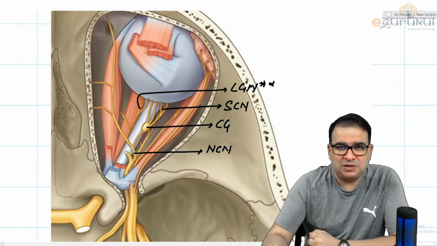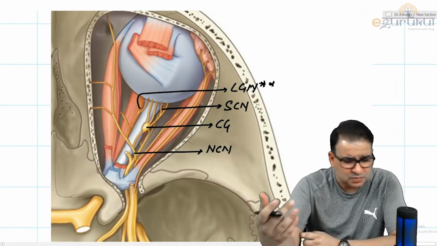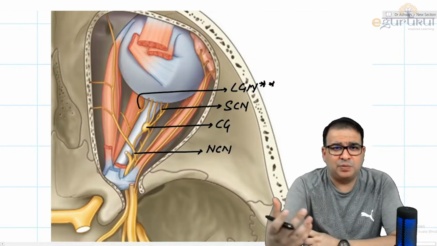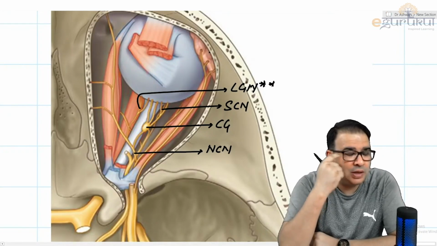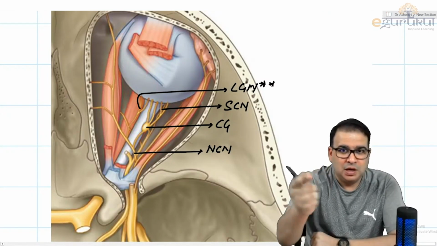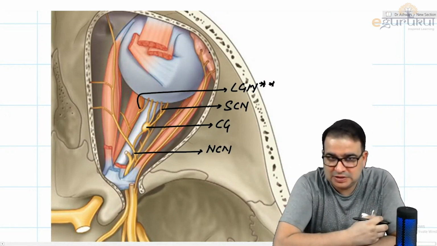And what is the function of the long ciliary nerve? As we said, from the ciliary body, from the cornea, from the iris, it brings sensation from there. If you touch your cornea, the sensation of touch that you feel is because of this nerve, the long ciliary nerve.